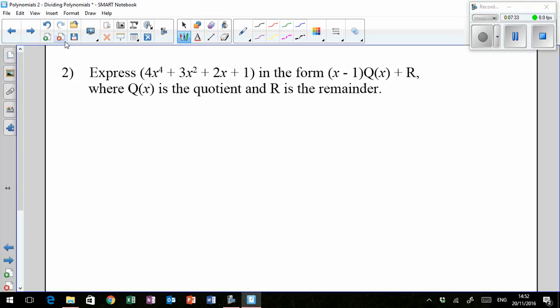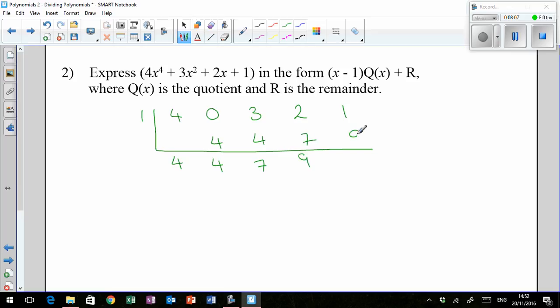Okay, another example for your notes. Now, it's just a different way of writing this, but really that's what we were doing on the slide two times ago anyway. So let's look at the synthetic division with 4x to the power 4. Right, we've got 0x cubed, we've got 3x squared, we've got 2x, and then we've got 1. This x minus 1 is going to turn into an x equals 1, so 1 goes on the side, and we run it through. 4, 4, 4, 4 again, 7, 7, 9, 9, 10.